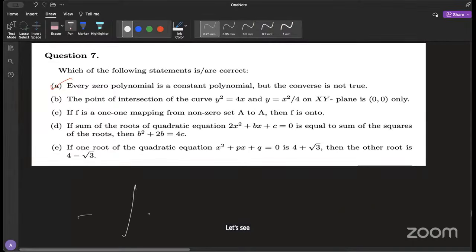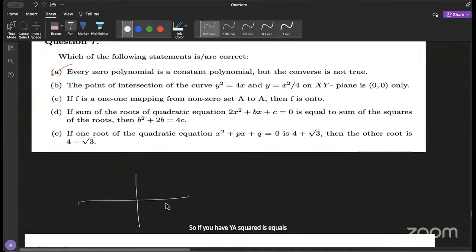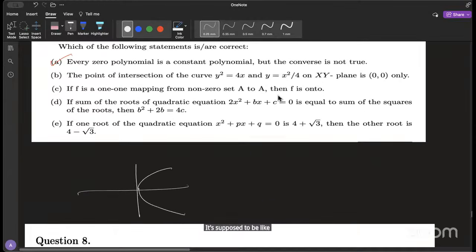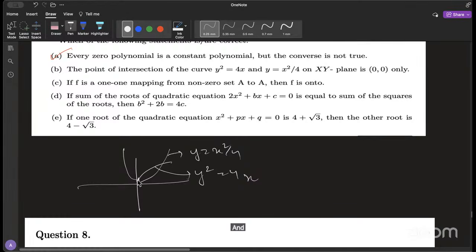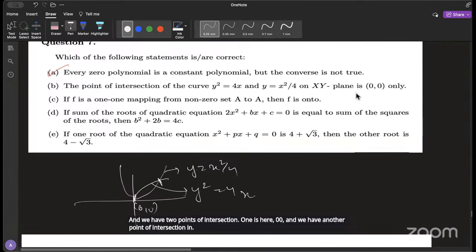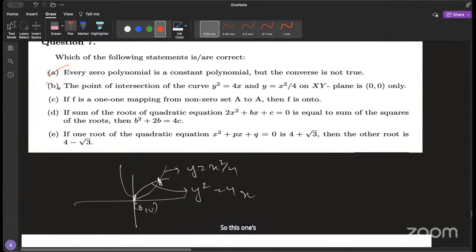Let's see. I have a habit of checking things graphically. So y square is equal to 4x is supposed to be like this, and y is equal to x square by 4 is supposed to be like this. But because they are functions, this branch is not there. This one is y square is equal to 4x, and this one is y is equal to x square by 4. And we have 2 points of intersection. One is here, 0, 0, and we have another point of intersection on the xy plane, right? So this one is false.